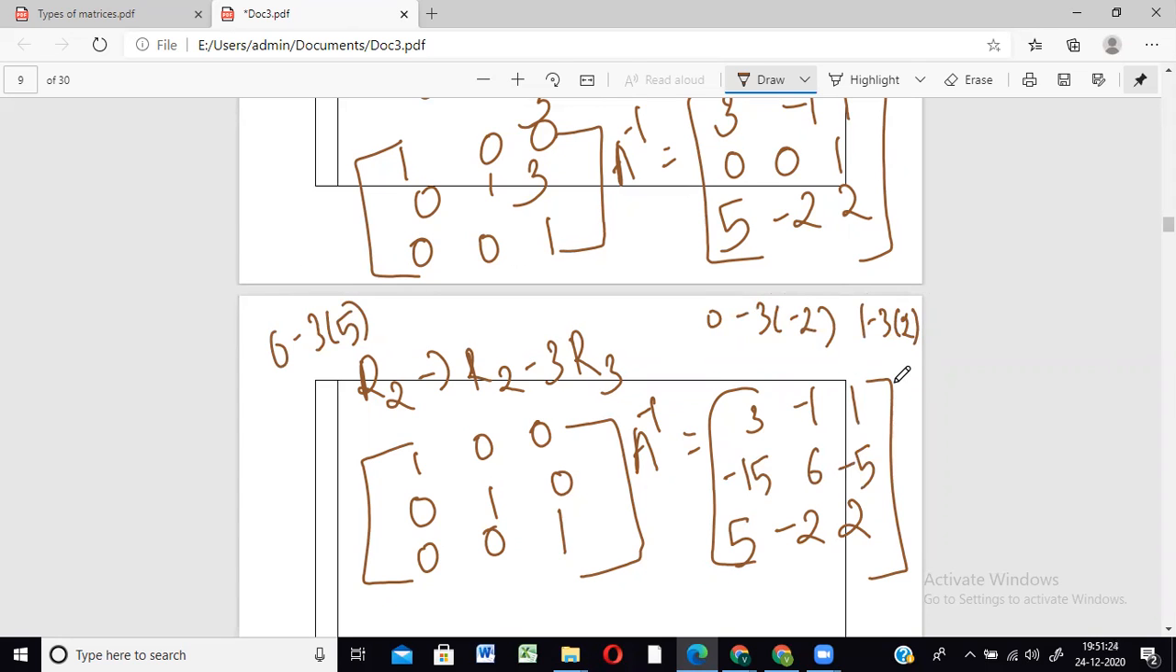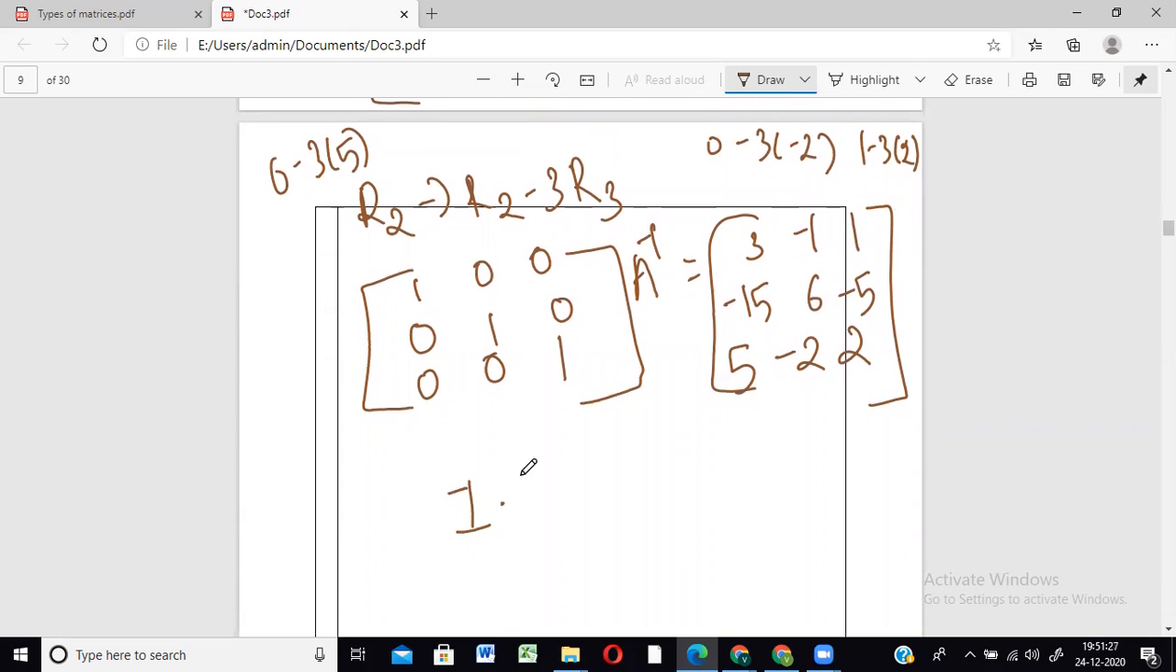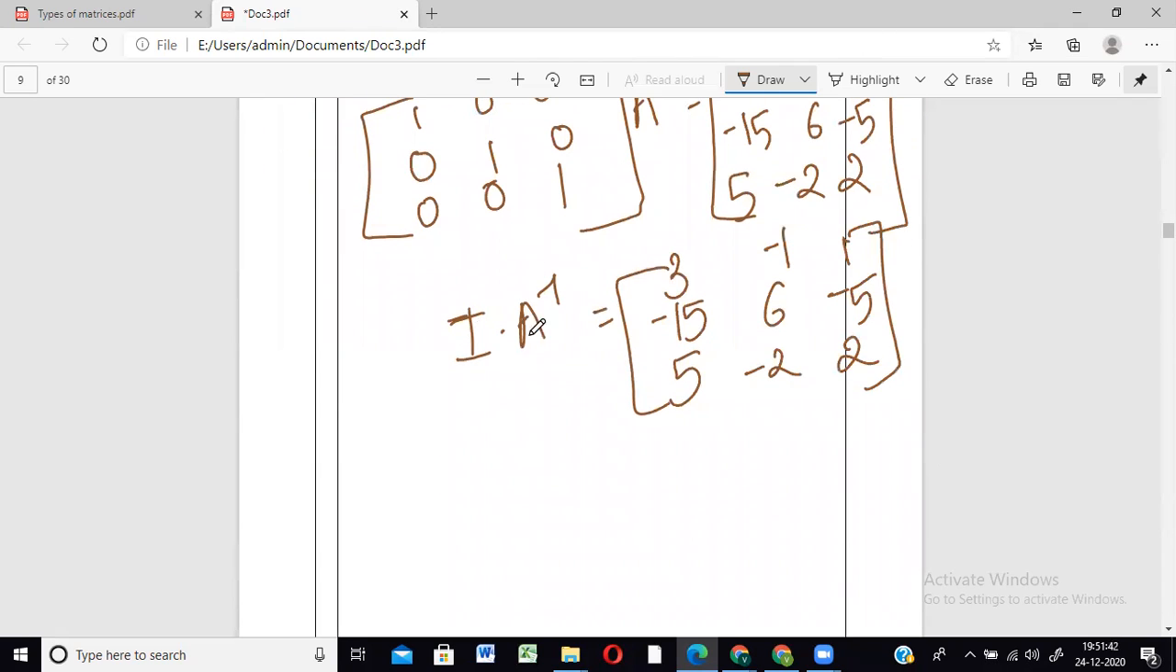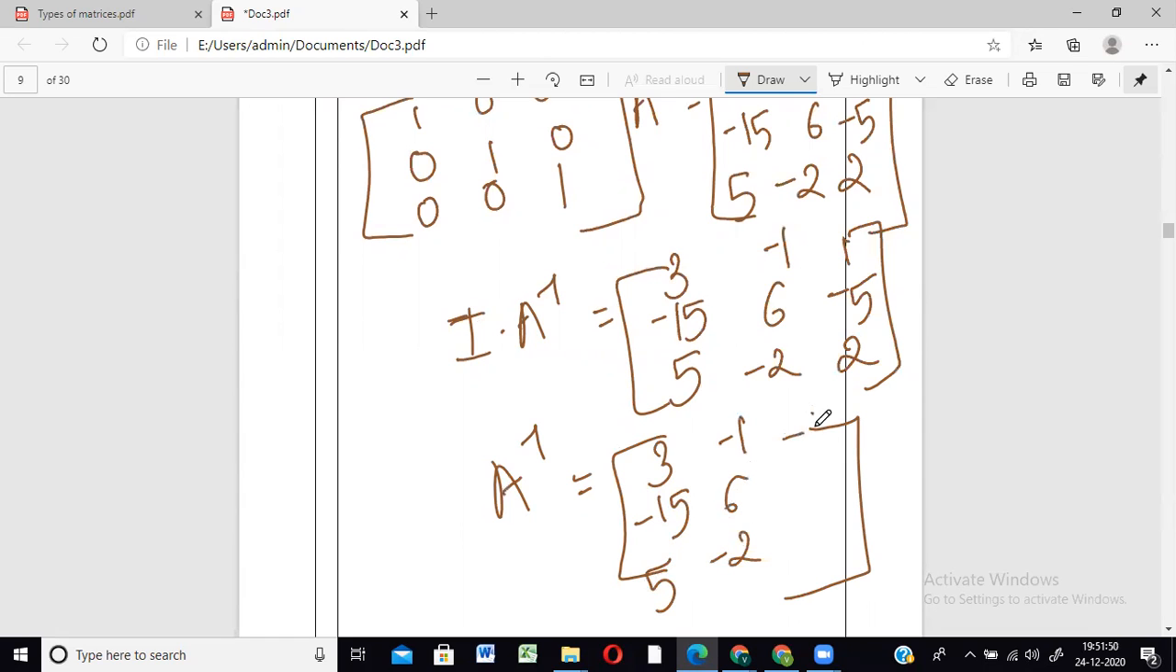Alright? So here again, this is what we wanted. Identity into A inverse is equal to this full thing: 3, minus 15, 5, minus 1, 6, minus 2, 1, minus 5, 2 as it is. The same procedure that we have done. Identity into anything is the same matrix. So the final answer is 3, minus 15, 5, minus 1, 6, minus 2, minus 1, 1, minus 5, and 2. So this is using row transformation, and this is the inverse of A. Since they asked for row transformation, we're just doing row transformation. Whatever they ask, you have to stick to that.